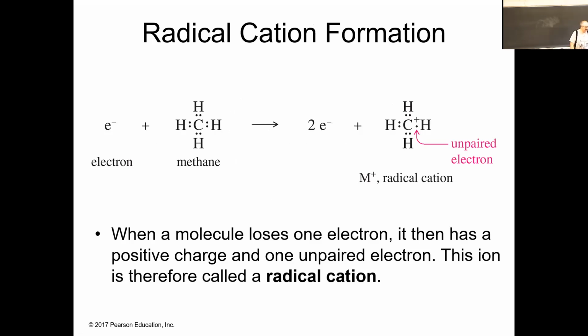Okay, here's a very simple electron impact reaction. The electron strikes methane. It ejects one of the electrons, and that produces what is called a radical cation. So there's an unpaired electron, there's also a plus charge.